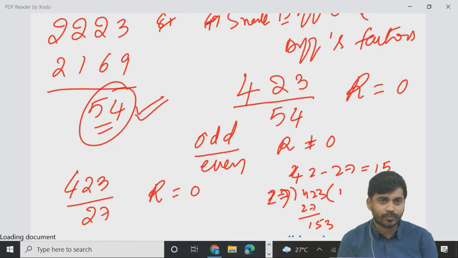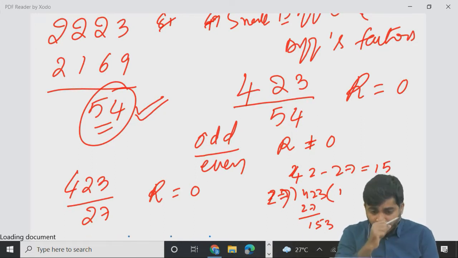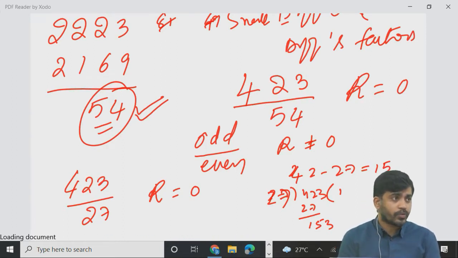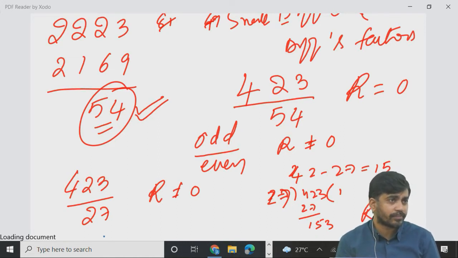162. Sorry, minus 27. See, whatever, but 153 is not a multiple of 27. It means remainder is not equal to 0. 27 also eliminated. 27 is not a factor of 423. So we are left with only one option, that is 9.